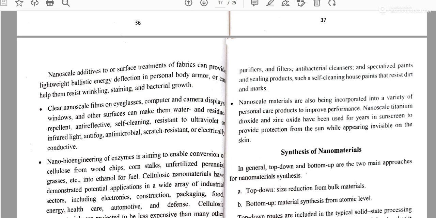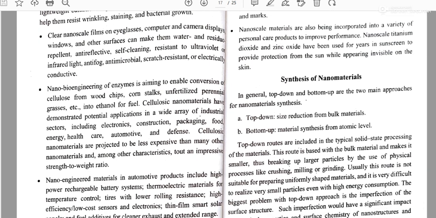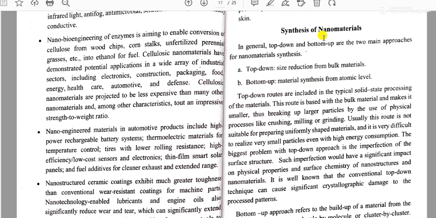And in the next section you are dealing with synthesis of nanomaterials. So basically nanomaterial synthesis can be of two approaches. First is the top down approach and second is the bottom up approach. A top down approach means size reduction from bulk materials, and bottom up approach means material synthesis from the atomic level.